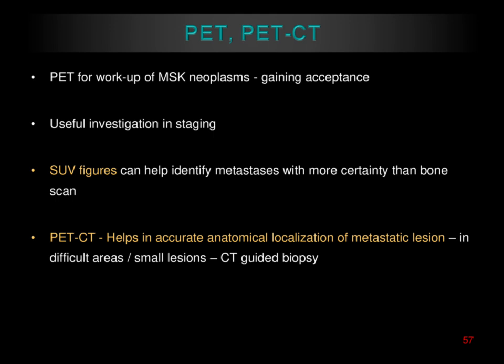PET scan for the workup of musculoskeletal neoplasms is now gaining acceptance. It is a very useful investigation in staging of these patients. SUV figures can help identify metastasis with more certainty than bone scan. PET CT can also help in accurate anatomic localization of metastatic lesions in difficult areas or if the lesions are very small, and therefore helps us in targeting them with the CT guided biopsy.